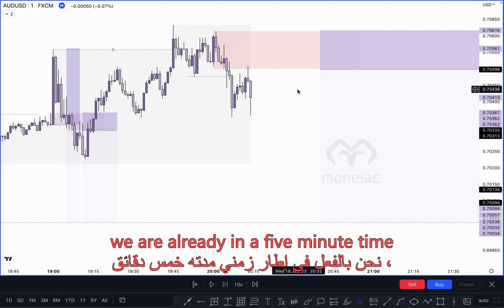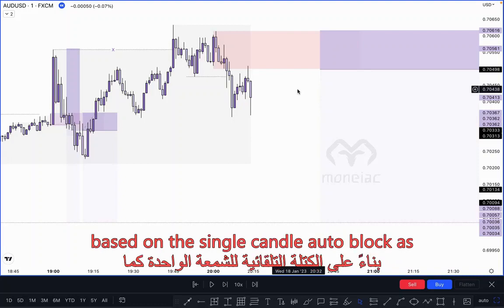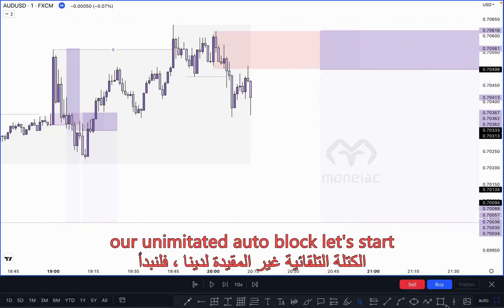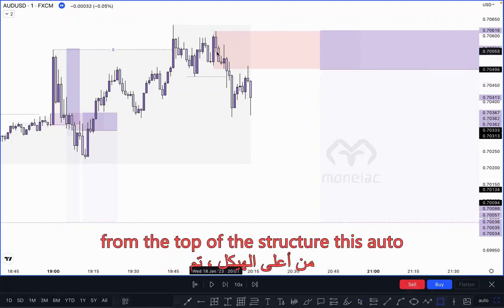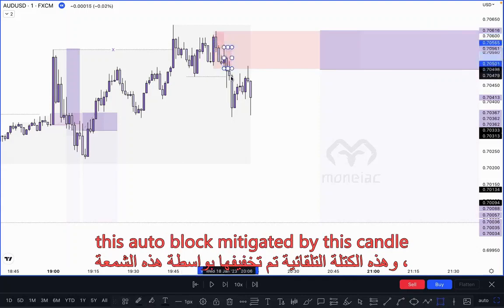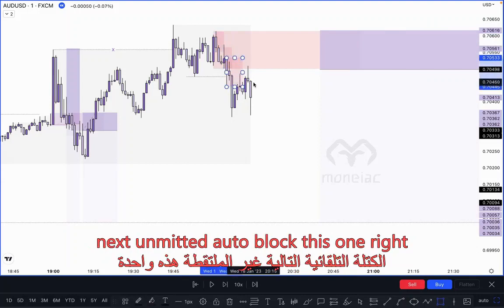We are already in a 5 minute time frame, then simply you can take trade based on the single candle order block as we have done. So in this case, where is our unmitigated order block? Let's start from the top of the structure. This order block mitigated by this move, okay, and this order block mitigated by this candle. And then what happened here? This candle mitigated by this move.